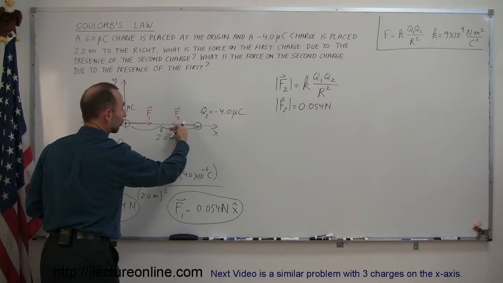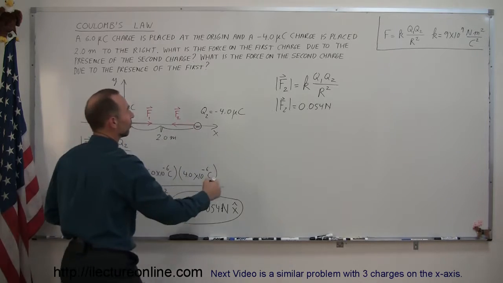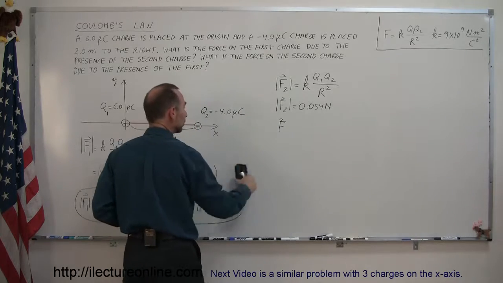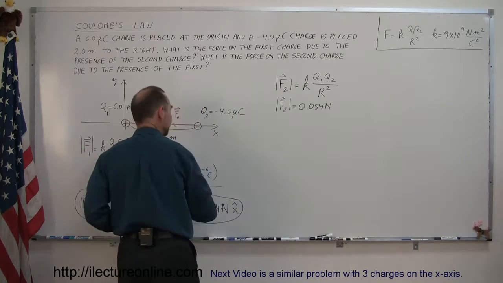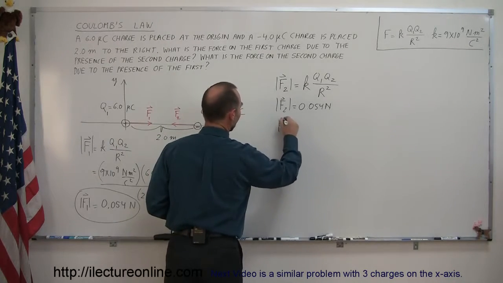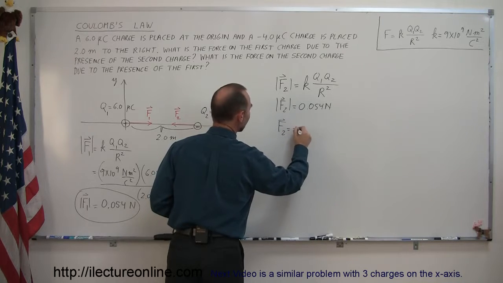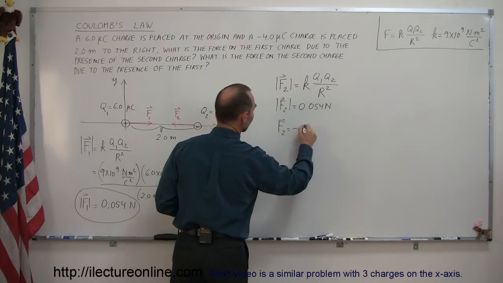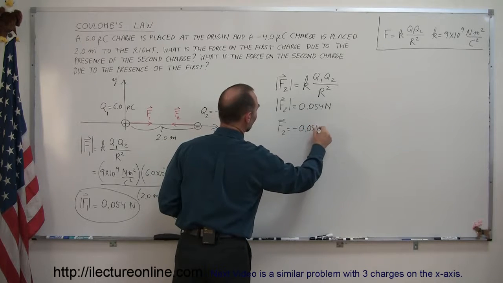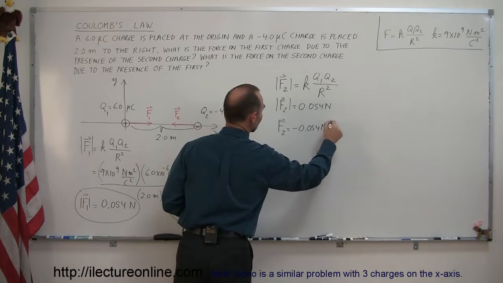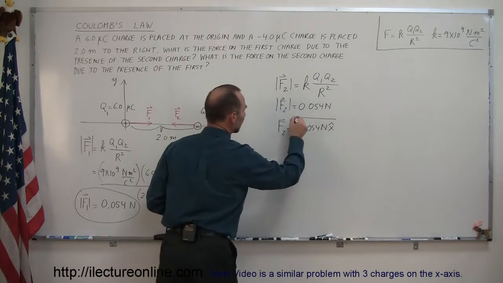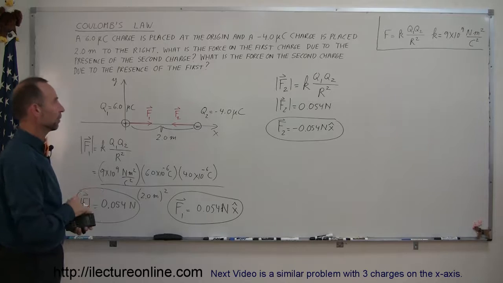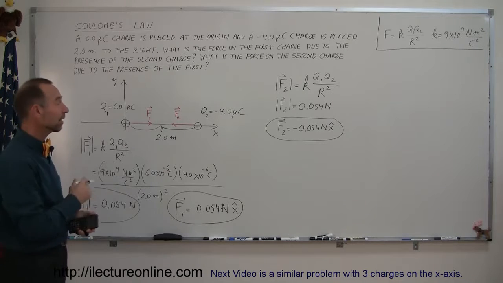So we can see that the magnitude of the force is exactly the same, but the direction is different. Now we can see that the force is acting on Q2 to the left, so we can then say that F2, I'm writing the 2 definitely in the wrong place, F2 is equal to minus, indicating the negative x direction, minus 0.054 newtons in the x direction, like so, and that would then be the vector answer for our problem. Okay, and that's how you do this.